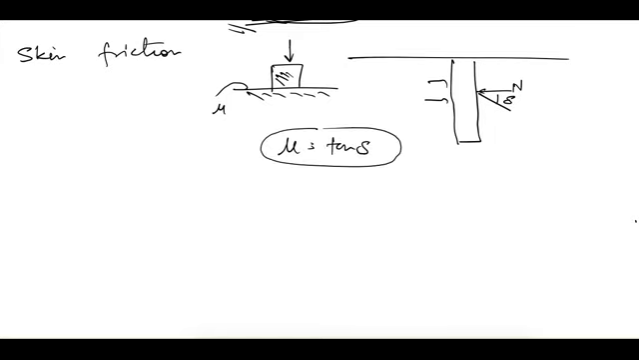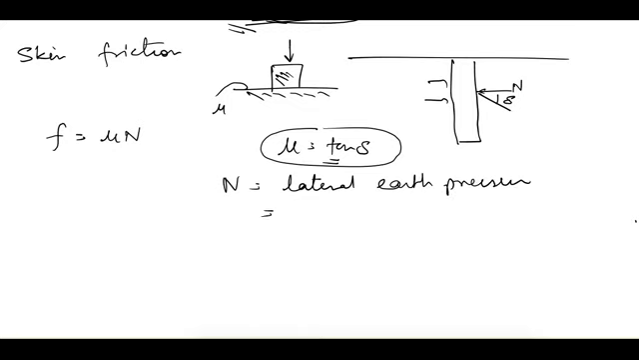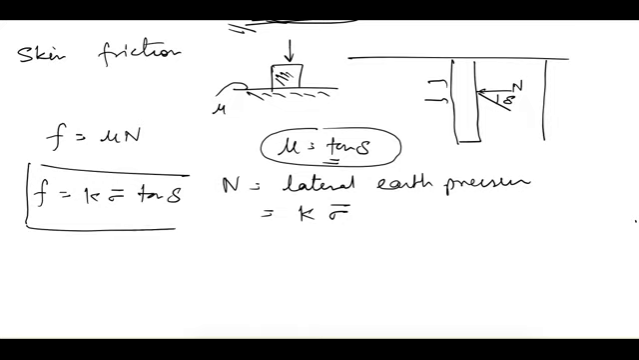This is our basic equation, and the value of this skin friction, that is unit skin friction, is equal to mu into N. So we know the value of mu, and N is the horizontal reaction, and this horizontal reaction is nothing but the lateral earth pressure. So this N can be given as K into the effective vertical stress. Let me finish this part first. So from here f is equal to K sigma tan delta. So this is our basic equation.